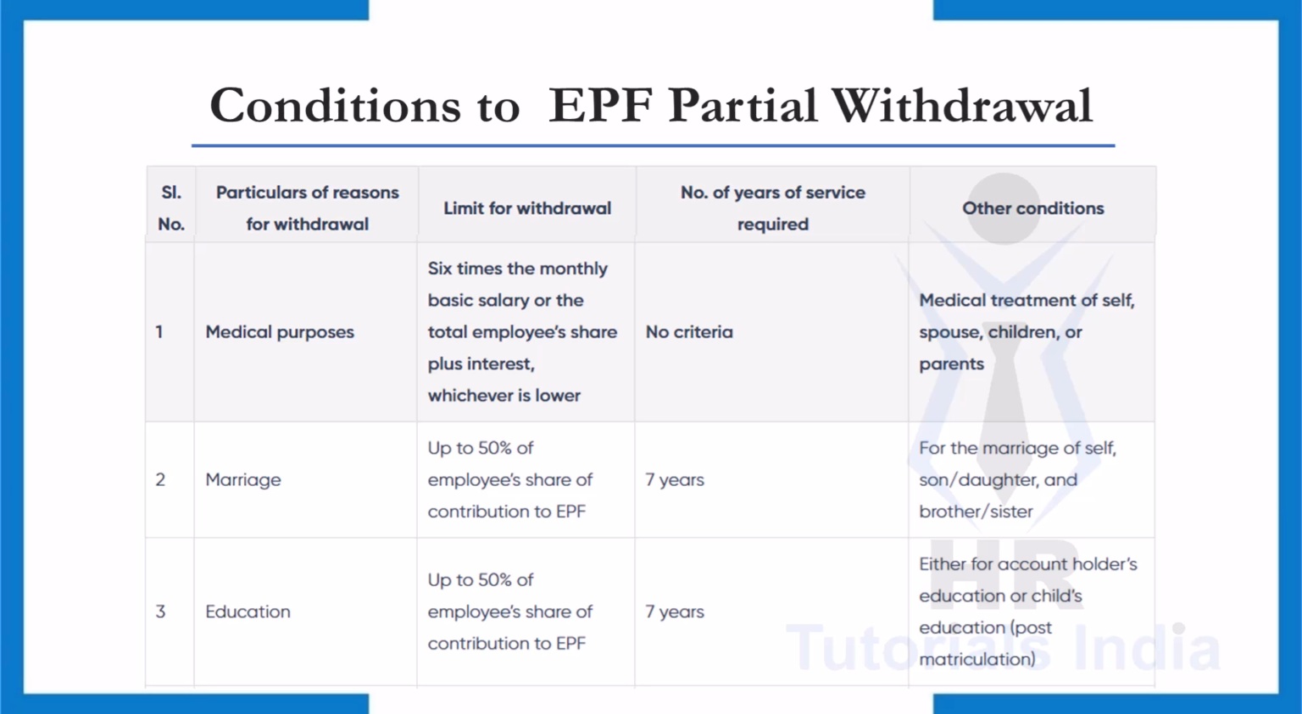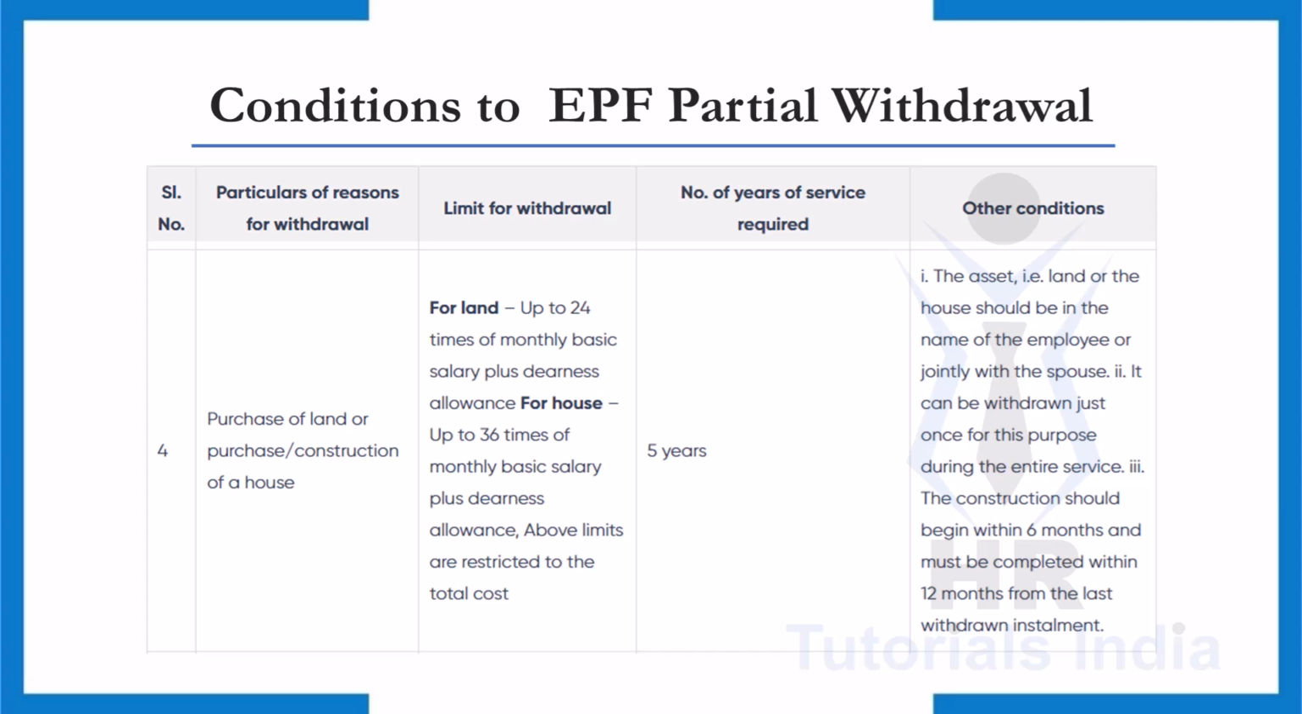So these are the conditions which need to be met to withdraw partial PF for education. And the next withdrawal reason should be purchase of land or purchase or construction of a house. The limit of withdrawal is, for land, up to 25 times of the basic salary plus dearness allowance, and for house, up to 36 times of the basic salary plus dearness allowance. Above limits are restricted to total cost. And the number of years of service should be 5 years.